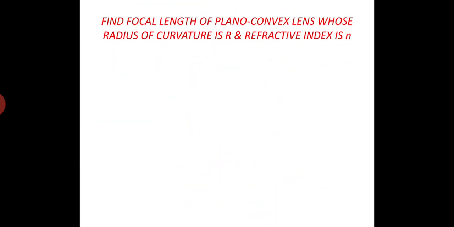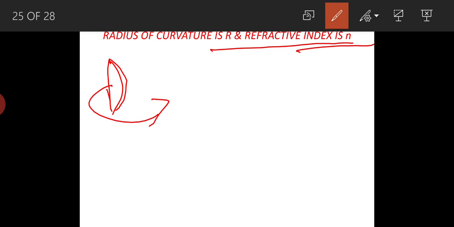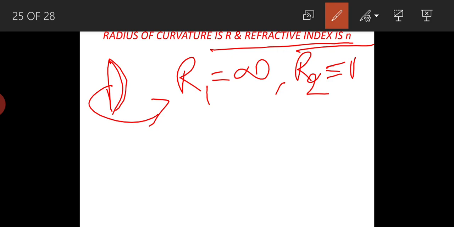Next question. Find focal length of plano-convex lens whose radius of curvature is r and refractive index is n. So we need to find focal length of plano-convex lens. Plano-convex lens means one surface will be plane. So for plane surface always radius will be infinite. R1 is equal to infinity. Second surface radius of curvature is given as R2 is equal to R, and refractive index is given as n.